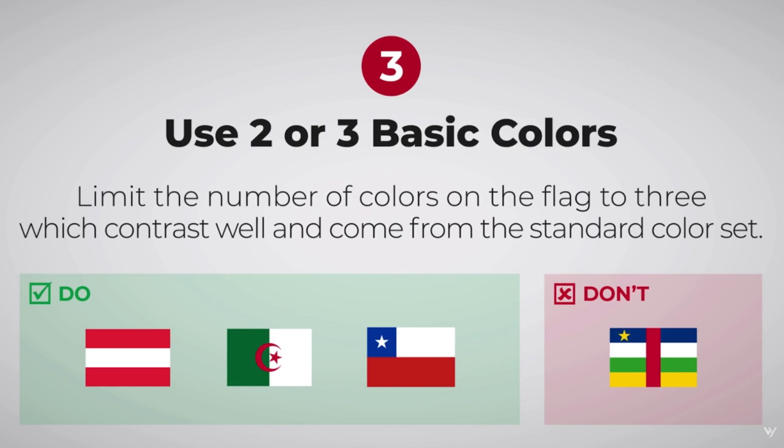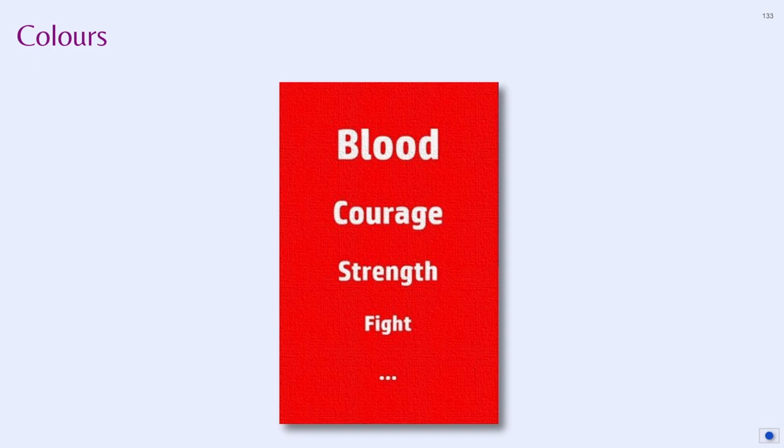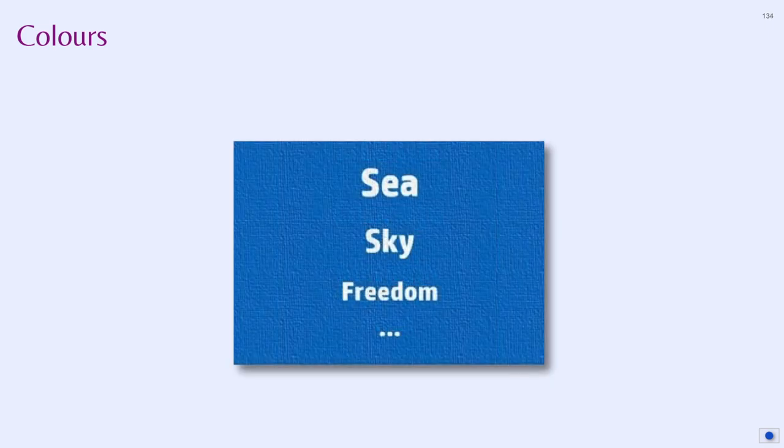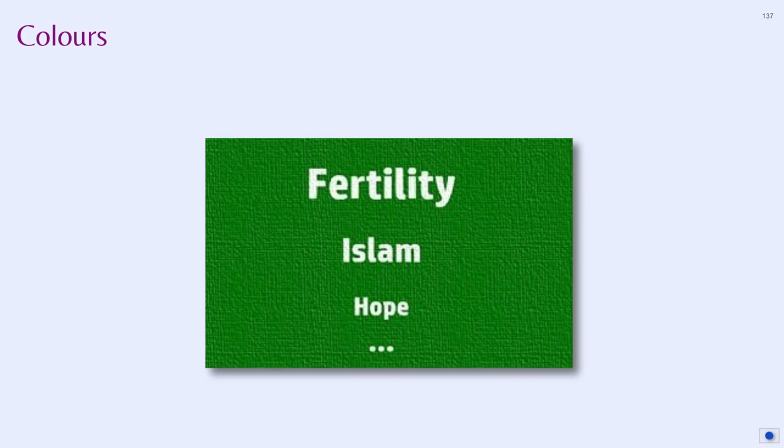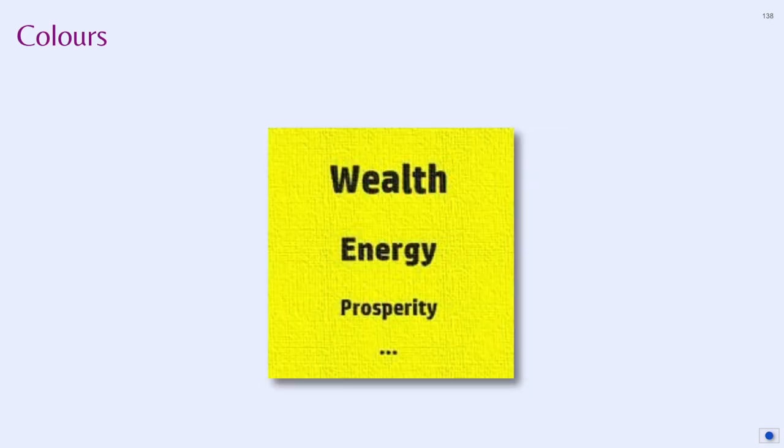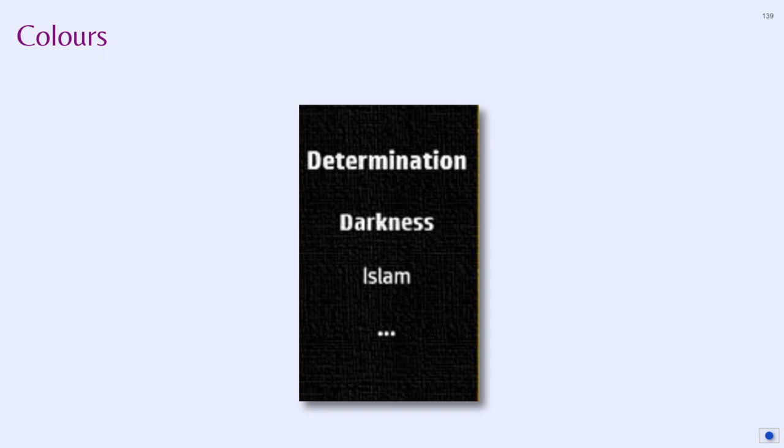Use two or three basic colours. Limit the number of colours on the flag to three which contrast well and come from the standard colour set. The standard colour set being red, often symbolising the blood of the people, amongst other things. Blue, white. Interestingly, the flag of Jamaica is the only national flag not to use either red, blue or white. It does, however, use the last three, green, yellow or gold, and black.